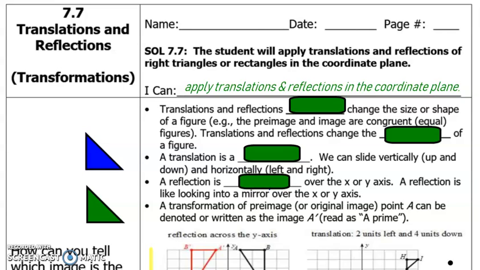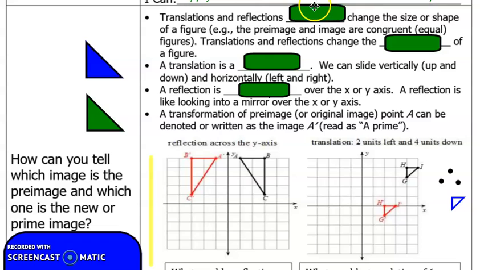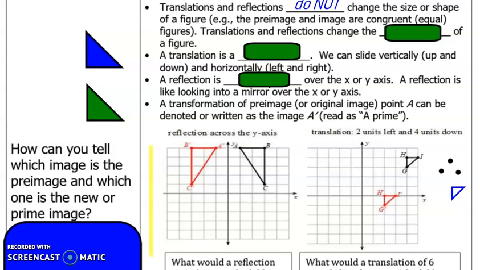In this video, we're going to talk about translations and reflections. So our learning target is, I can apply translations and reflections in the coordinate plane. The first thing you need to know is that translations and reflections do not change the size or shape of your figure. The pre-image, which is your original figure, and the image, which will be your new figure, are going to be congruent, or equal in size.